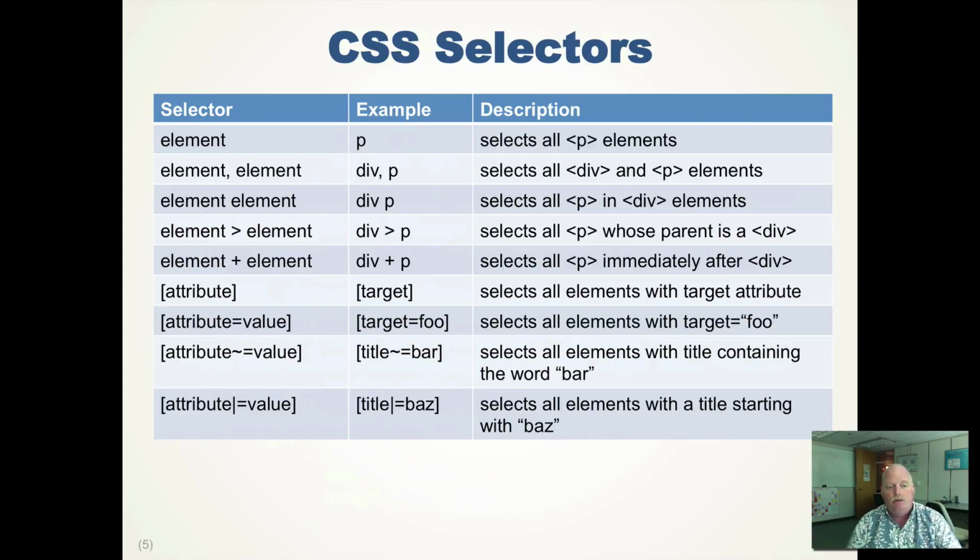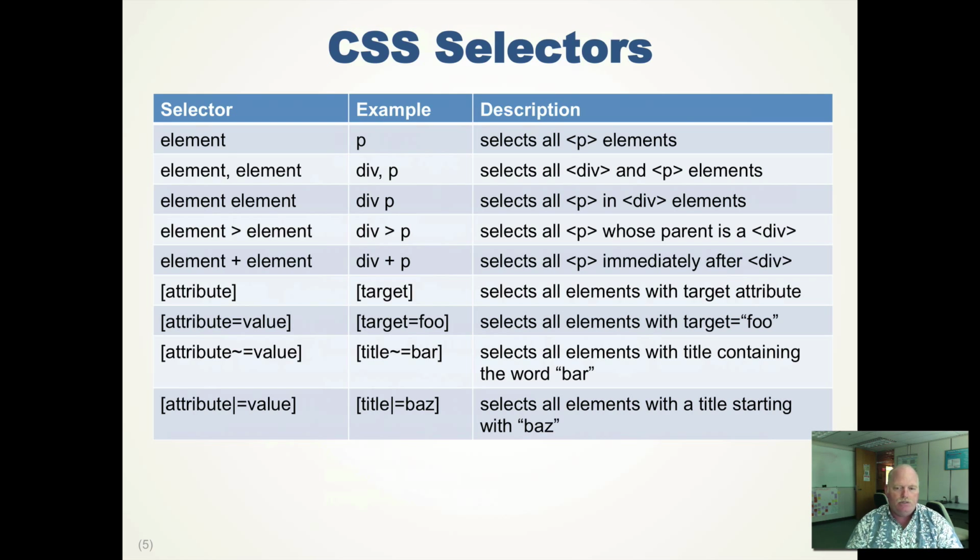If you do the element and then the greater than and another element, it says the parent. So if you're a grandchild, it's not selected, it's a direct parent. So the outer one must, in this example here, be a div, and then all direct children of divs that are Ps are selected. Element plus element means after. So if you have a div followed by a P, that's the element after the div. It's not embedded inside, it's after.